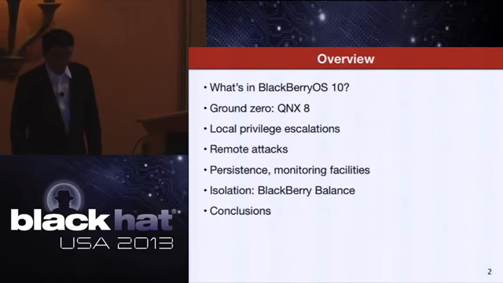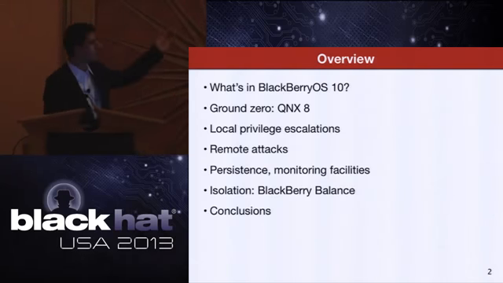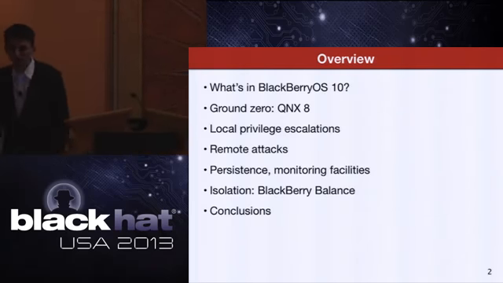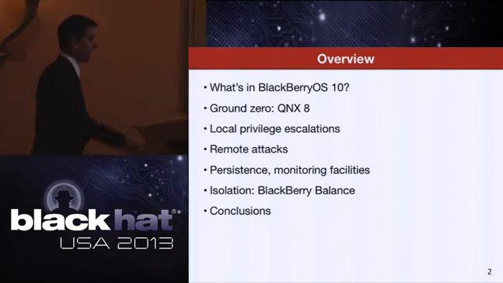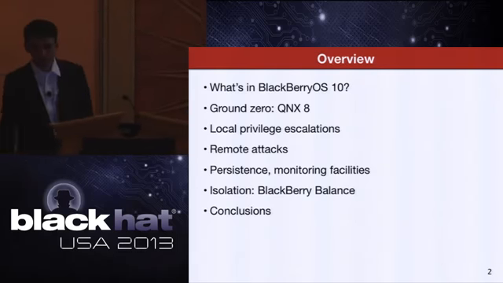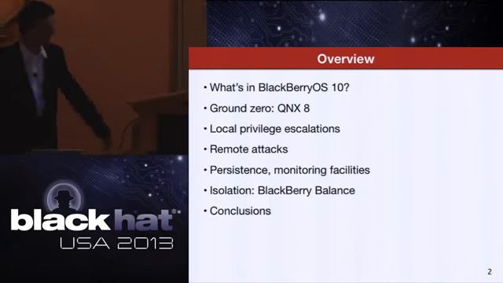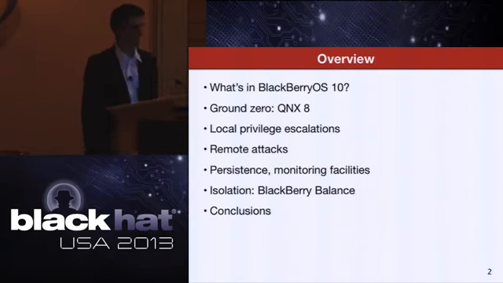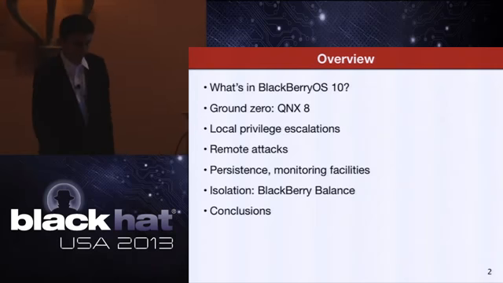So I'll give you a quick overview. I will start with what is BlackBerryOS 10, what are the components that it is made of. Then we'll look at ground zero, which is QNX 8. We'll look at examples of possible local privilege escalations, the remote attack surface, persistence on the device and monitoring facilities, as well as isolation that is called BlackBerry Balance in this scenario, and I'll present some quick conclusions.